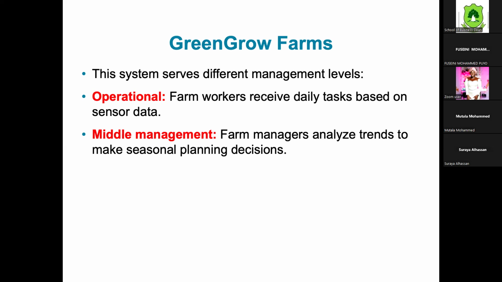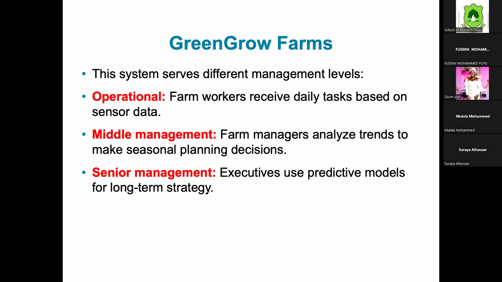Then there is middle level management, who are farm managers, and they analyze trends to make seasonal planning decisions, right? And then the senior management, who are the executives, use predictive models for long-term strategy. So they will monitor yield, they will monitor growth, and they say, look, the rate at which our plants have grown in this particular farm, next year, if we plant, the growth will prolong and the yields may be lower. They do all these things, and then they advise. Now, what we are basically looking at is an integrated system which does all of this.